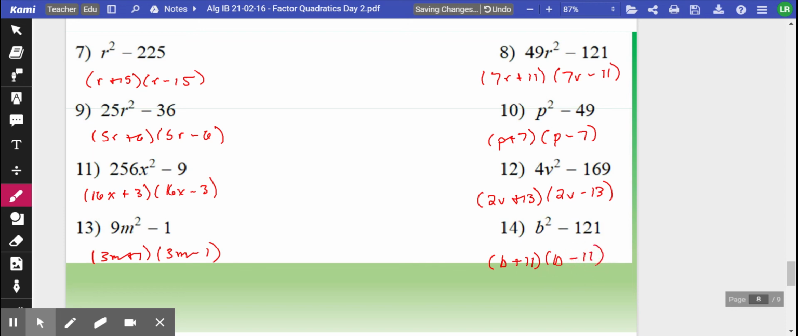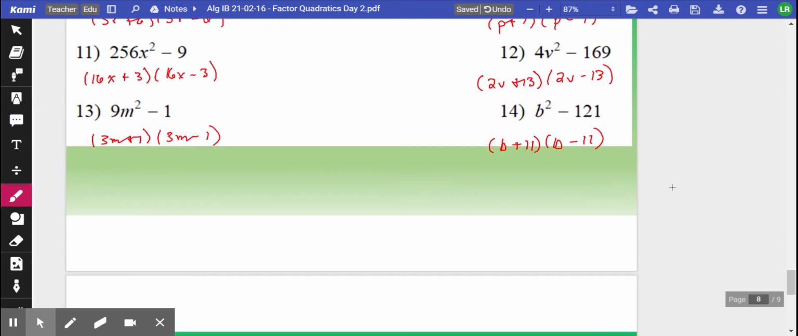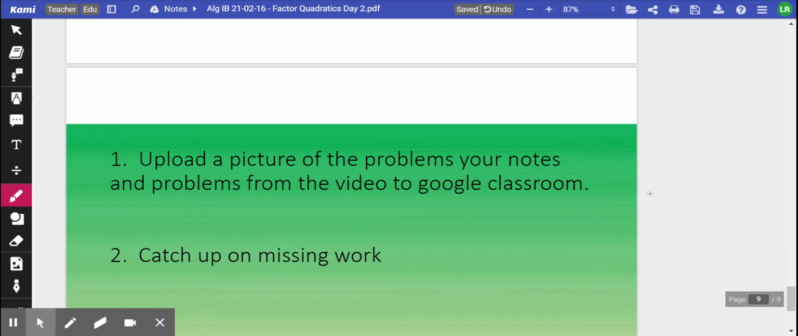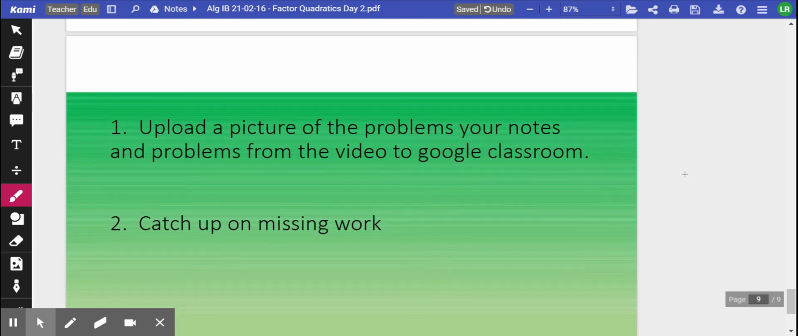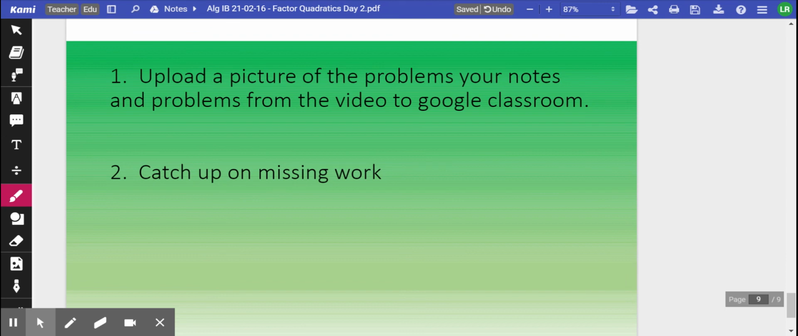Okay. All right, so make sure you have that worksheet done, and make sure you upload a picture of the notes from what we just did. Don't forget that. That way I know that you did take the notes and you did the homework problems that were from the notes.